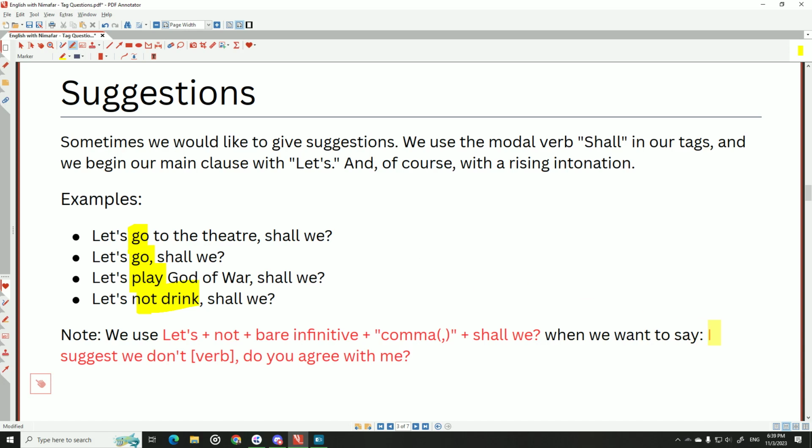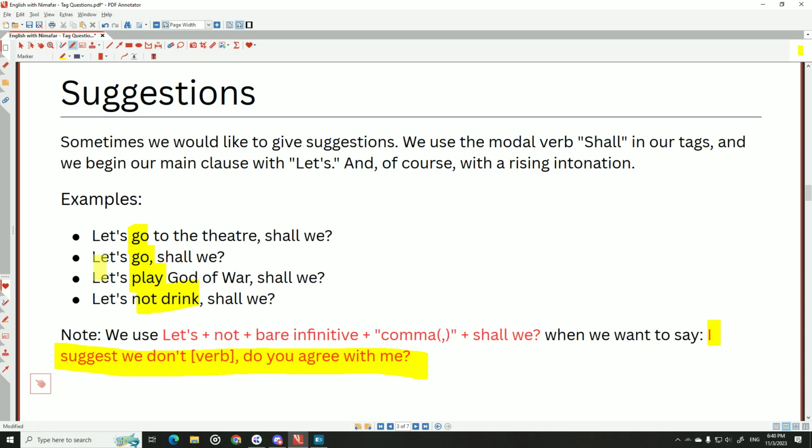Let's go to the theater means I suggest we go. Look at this part, my highlight. I suggest we verb. Do you agree with me? For example, let's go to the theater, shall we? It means I suggest we go to the theater. Do you agree with me? Instead of saying this sentence, you can say, let's go to the theater, shall we?